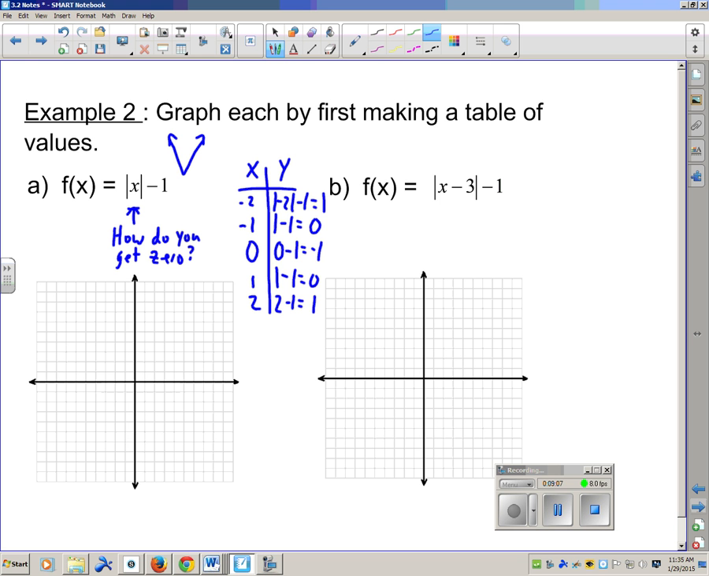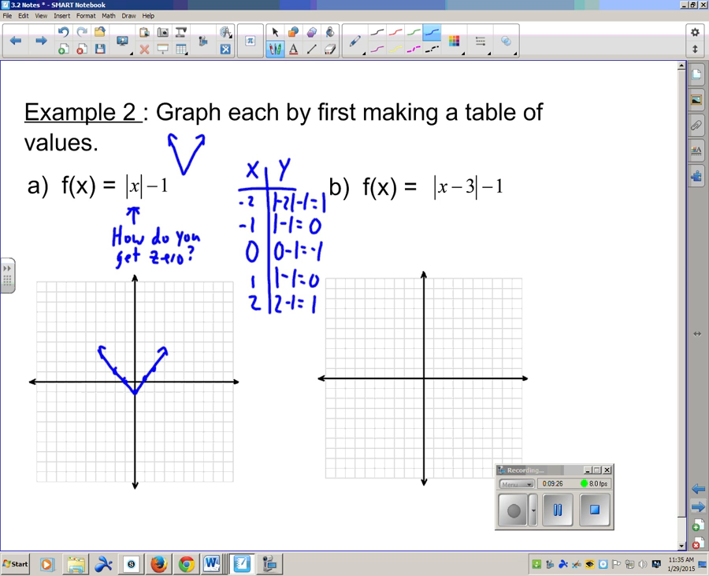So let's graph that out. We've got -2, 1. We've got -1, 0. We've got 0, -1. We've got 1, 0. And we've got 2, 1. And then once I have those, I'm going to connect them, and it's going to look like a V.